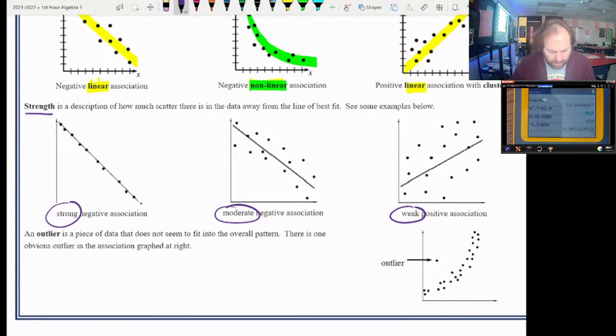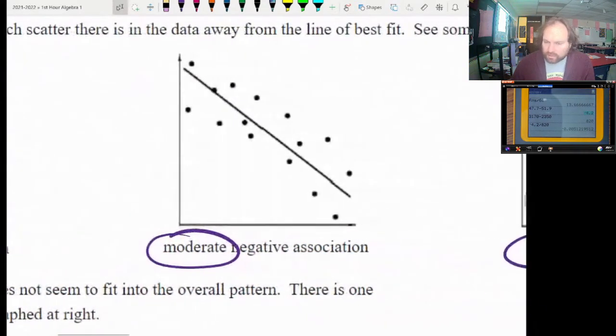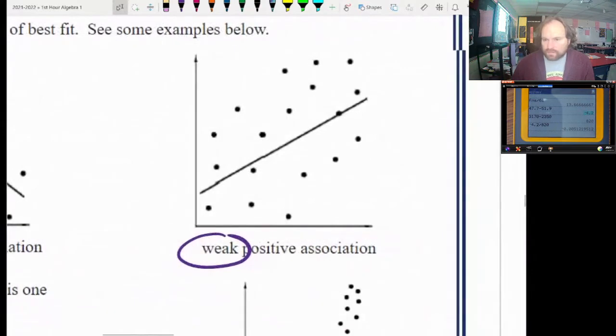The strong connection has the points very, very closely around the line. A moderate one, they're scattered, but there's still a decent line there. And you have weak, where this line is a guess. There's almost no connection at all.